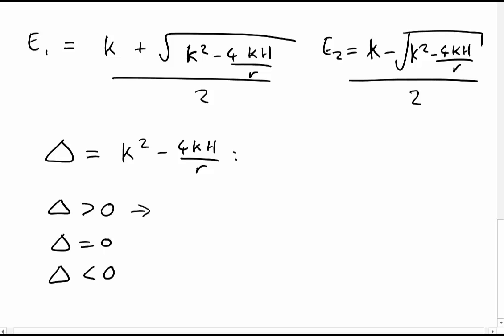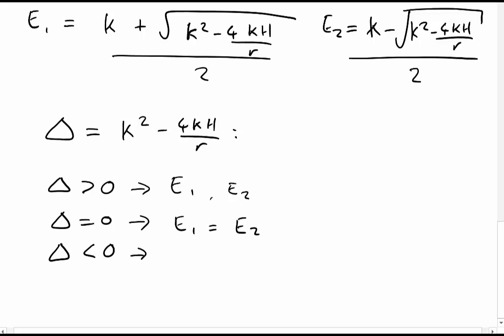When the discriminant is greater than 0, we end up with two roots, and those two roots are E1 and E2. When the discriminant is equal to 0, we end up with one root, in other words, when E1 is equal to E2. And when it's less than 0, we end up with complex numbers, so there are no equilibrium points.